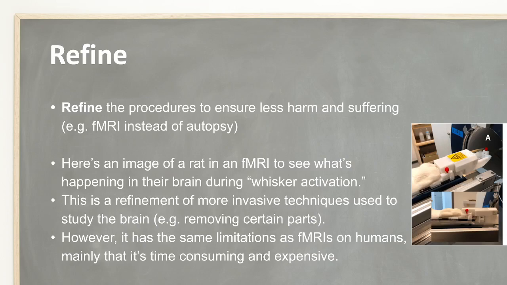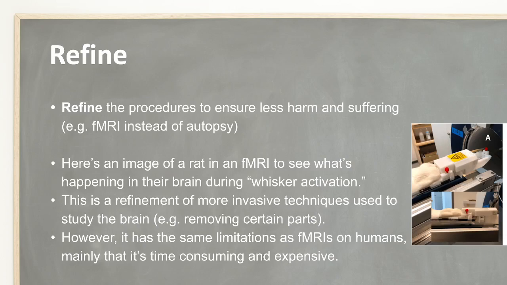Refining: can we figure out ways that we can study animals that will create less harm and suffering? One really fascinating example is the use of rats in an fMRI. This fMRI shows what happens when we activate their whiskers. Straight away, I'm already thinking, what's the generalizability to this? Humans don't have whiskers. What's the validity? This is probably early research in using rats in fMRIs. But it's a way of studying localization of function, how our brain operates when we're doing different things, without actually having to damage the brains of the animals.